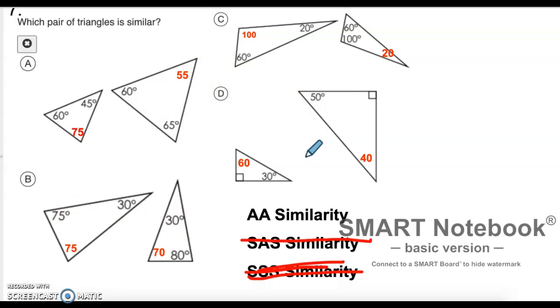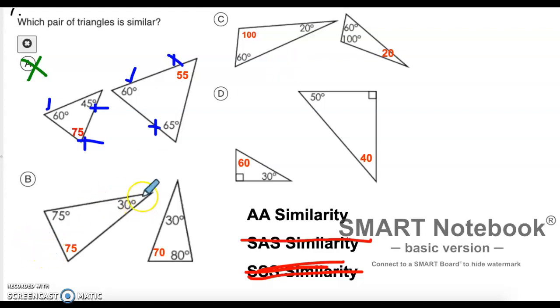Now we need to see which choice gives us triangles that have 2 pairs of congruent angles. If we look at the first one, this triangle has a 60 and this triangle has a 60. So that's 1 pair of corresponding congruent angles, which is good. But then we have a 45 and a 55. Those don't correspond. 75 and 65. Those don't correspond. So A cannot be the right answer because we don't have 2 pairs of corresponding congruent angles.